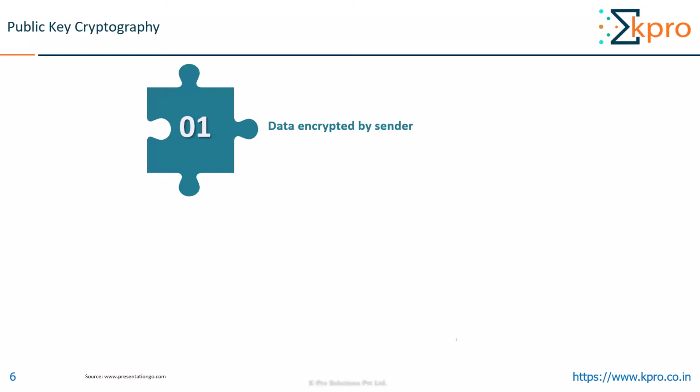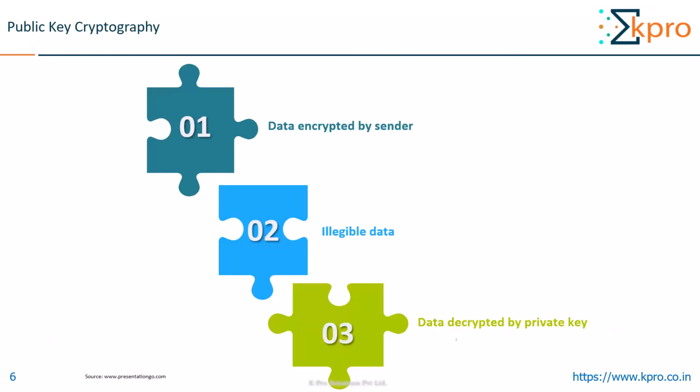So once the data is encrypted, it becomes illegible to others. Thus, as mentioned, it can be decrypted only by the receiver's private key. Normally these public and private keys are generated on the device that possesses the private key. So this is basically what public key cryptography is.